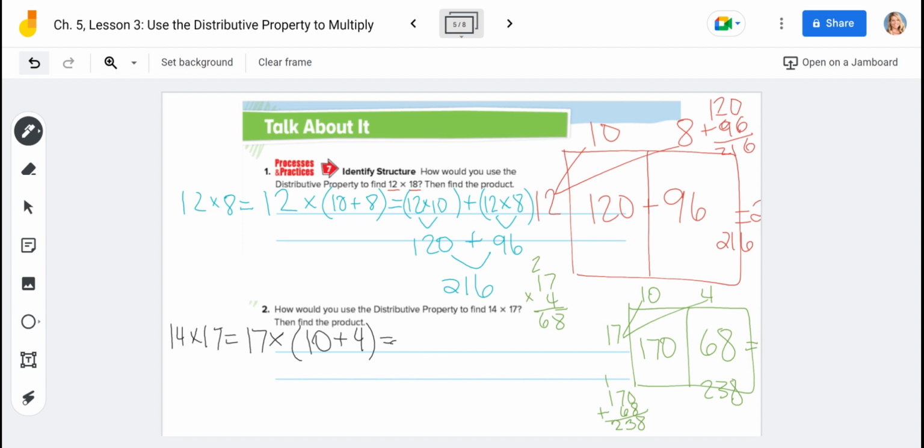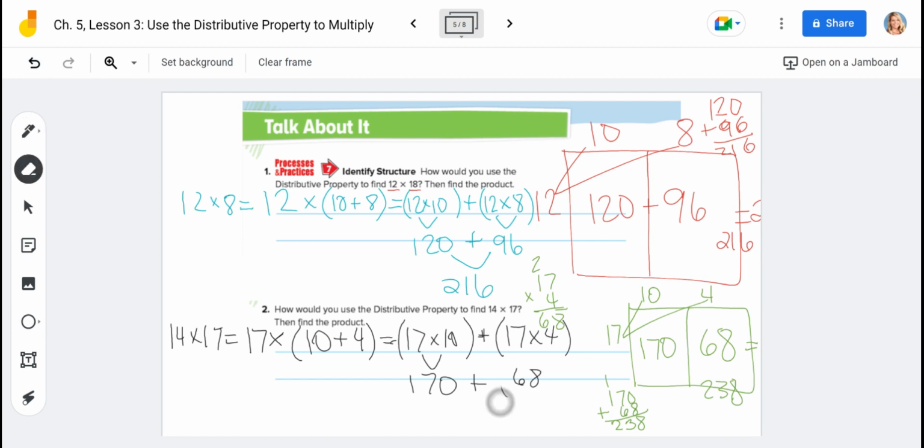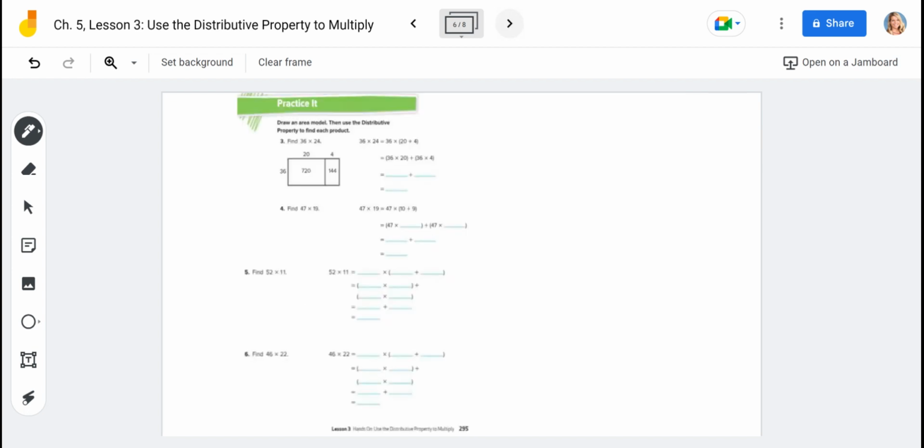Now I got to actually show my steps. So the first thing I multiplied was 17 times 10. The second thing I multiplied was 17 times 4. And then if you did your multiplication right, this part should be rather easy. Once you use the parentheses, they are done. 238. All right, so I hope you see how similar this is to last chapter.